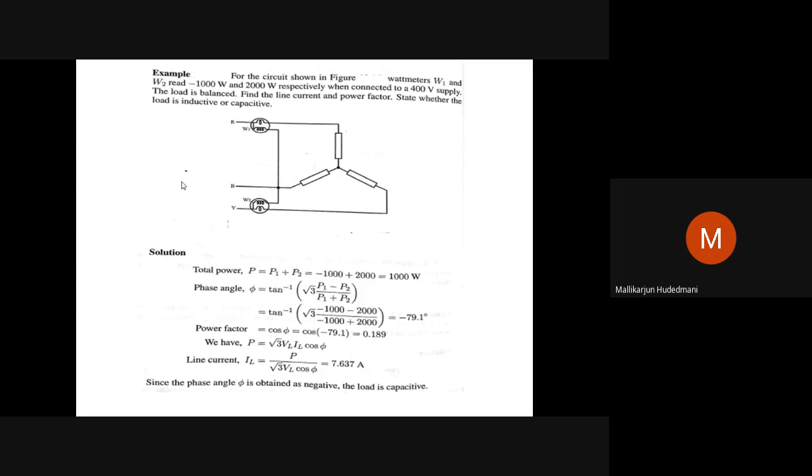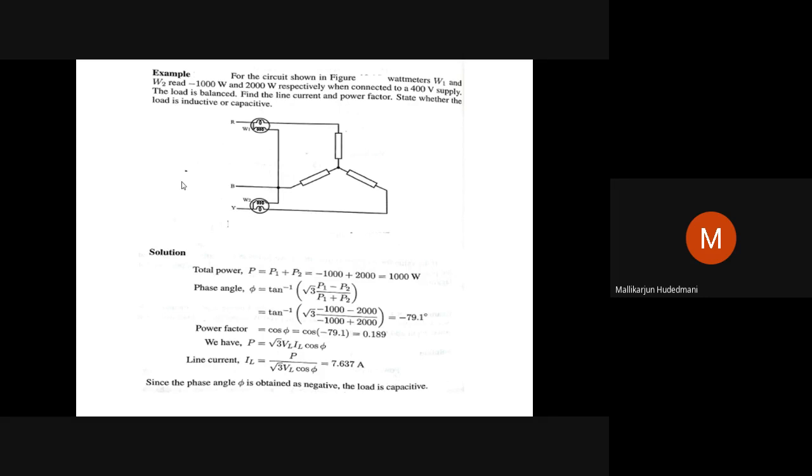So we will not worry about that. Minus 1000 is the reading taken from W1. Hence I write minus 1000 plus 2000. If I add arithmetically, what will I get? 1000. Net power consumed by the load in the given problem is minus 1000 plus 2000, a total of 1000 only. Then what is the power factor of the load?